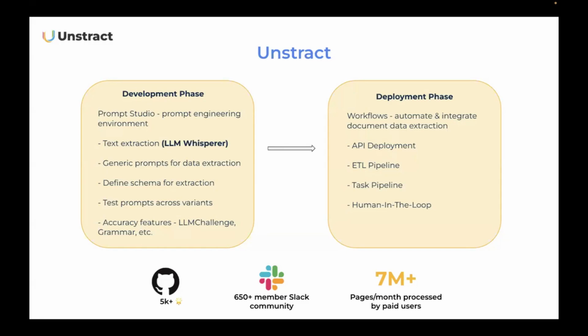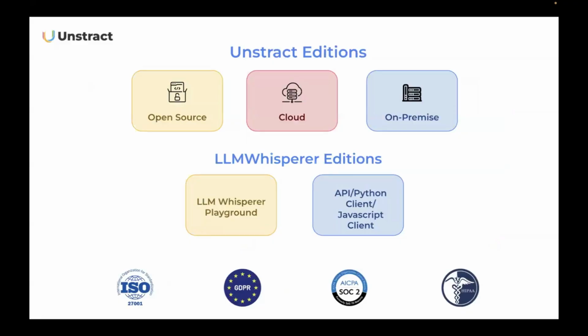Now, to further sum it up, here are some other numbers that might help you get a better understanding of the platform. Unstract now has 5K plus stars on GitHub. We have a 650 plus member Slack community, and currently we process over 7 million pages monthly by paid users alone. Moving on to the various ways in which the platform can be integrated into your systems, Unstract is available as an open source edition with limited features for you to try it out on your own, and also as a cloud or an on-premise offering.